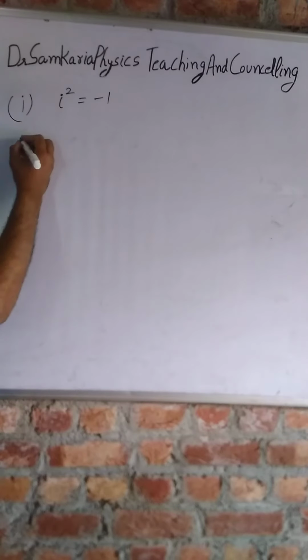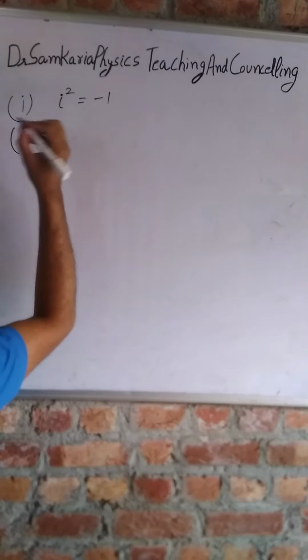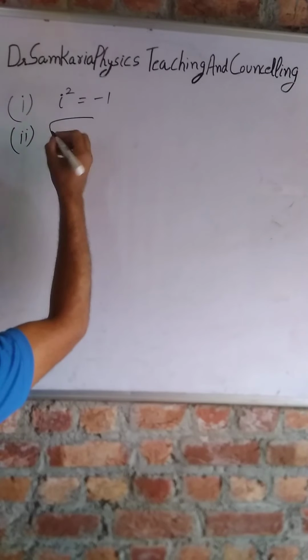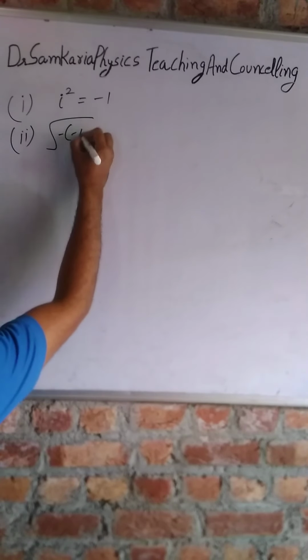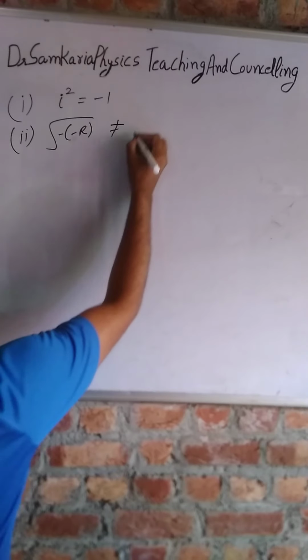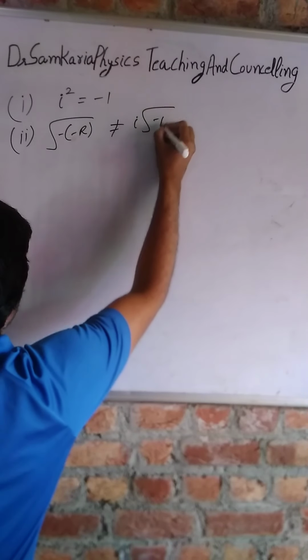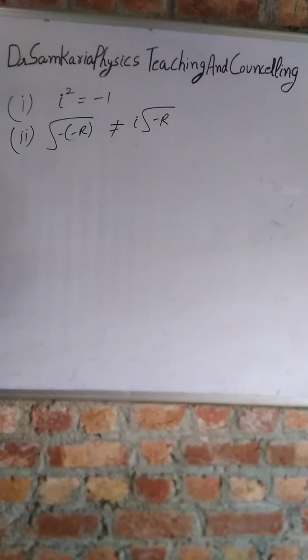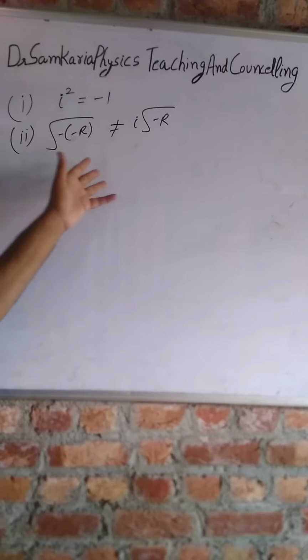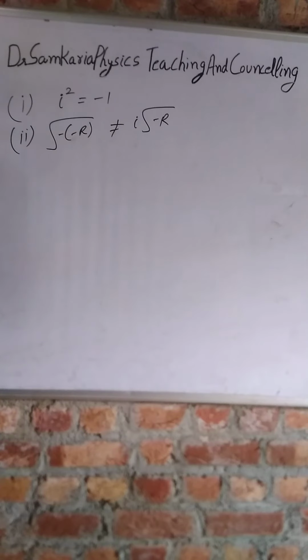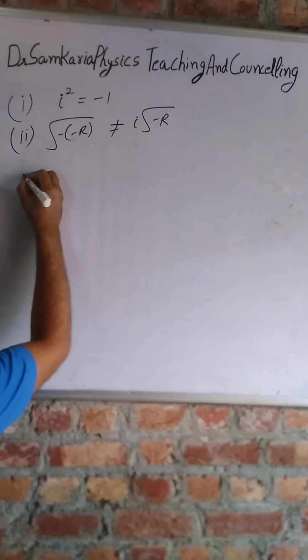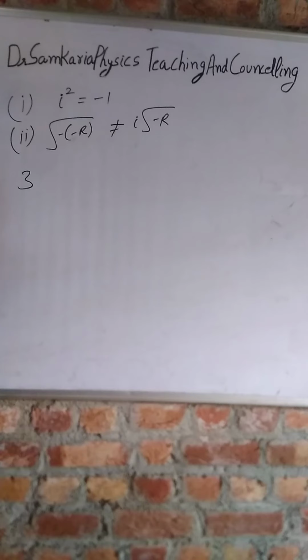And students, the second property is that suppose we have any real number r, then the square root of -r is not equal to i times square root of -r. Because if we allow this to happen, then we will get nonsense results. So I will explain with one example. Now we know that 3 is equal to, I am taking the example of 3 because I have done it previously.